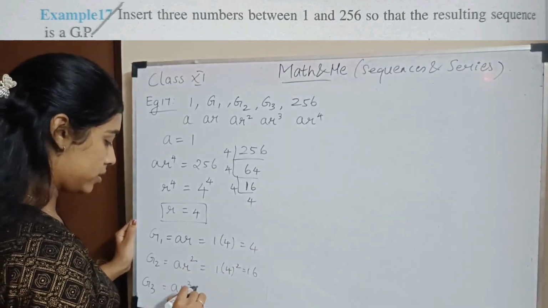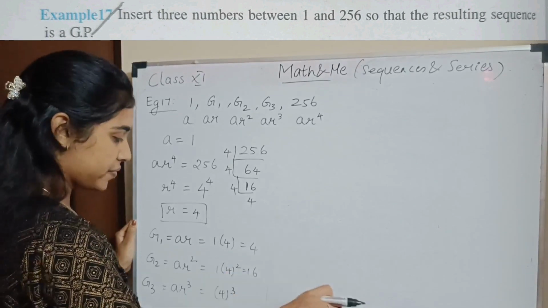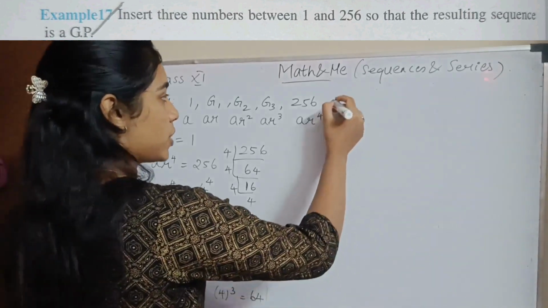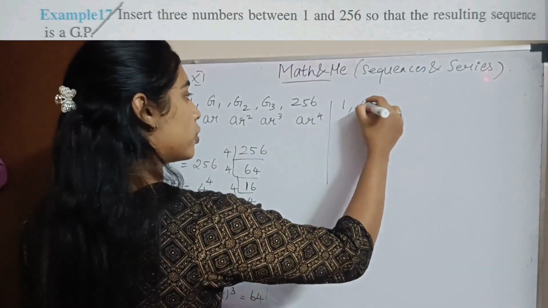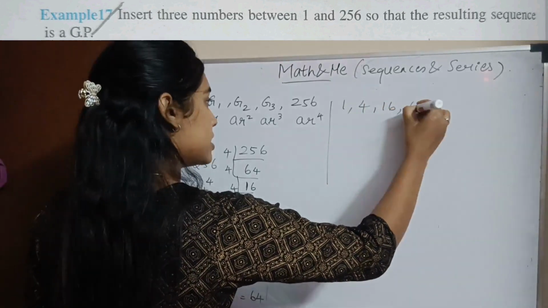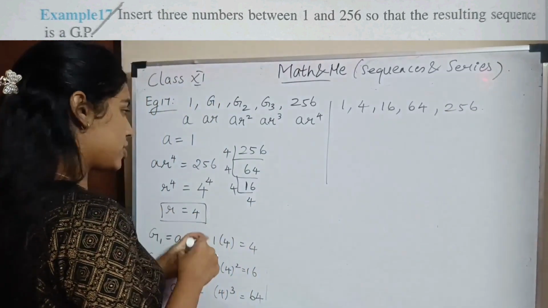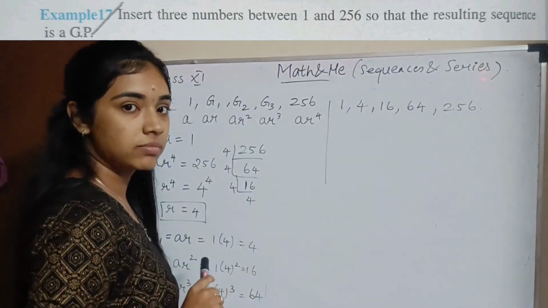AR cube, which is 1 times 4 cube, which is 64. So what is my resulting GP? 1, 4, 16, 64, 256. So this is the resulting GP. And what are your geometric means? 4, 16 and 64. Okay.